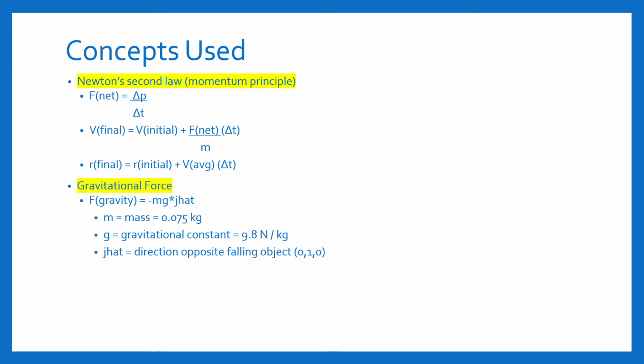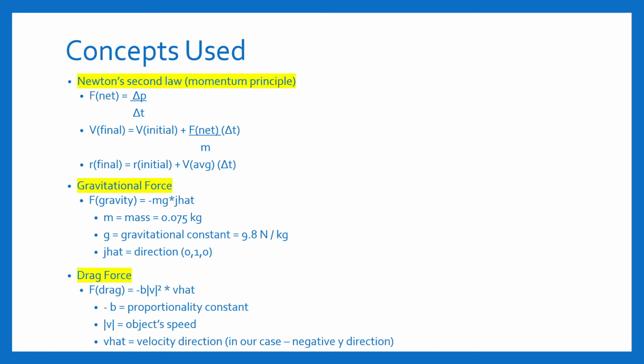Another key idea is the principle of gravitational force, which is proportional to the object's mass times the Earth's gravitational constant, then multiplied by the direction vector. The last key principle displayed in this lab is the drag force, which is created by the interactions of the particles in the air with the falling object. The drag force is equal to the proportionality constant multiplied by the object's speed squared. The drag force will be pushing in the direction opposite of the falling cup. With all of this, we know that net force is equal to the gravitational force plus the drag force.